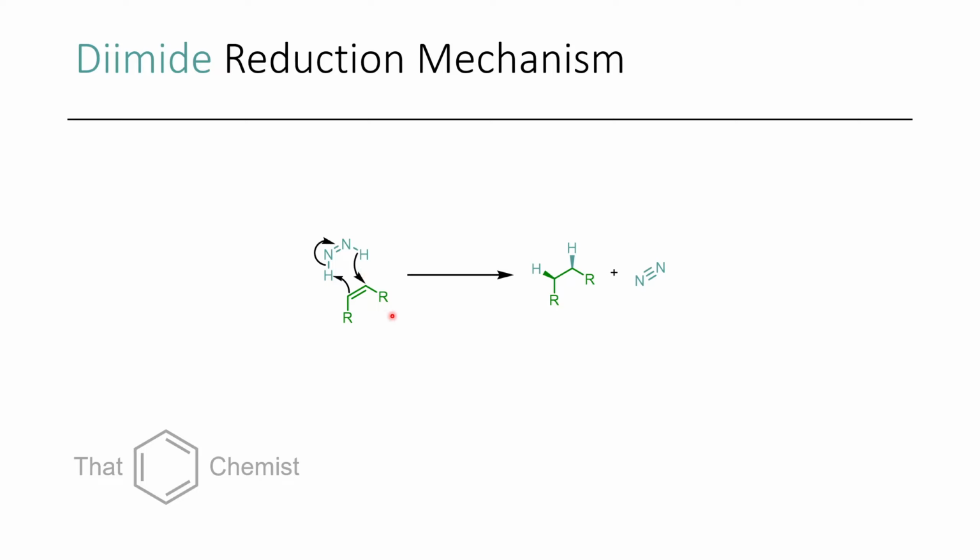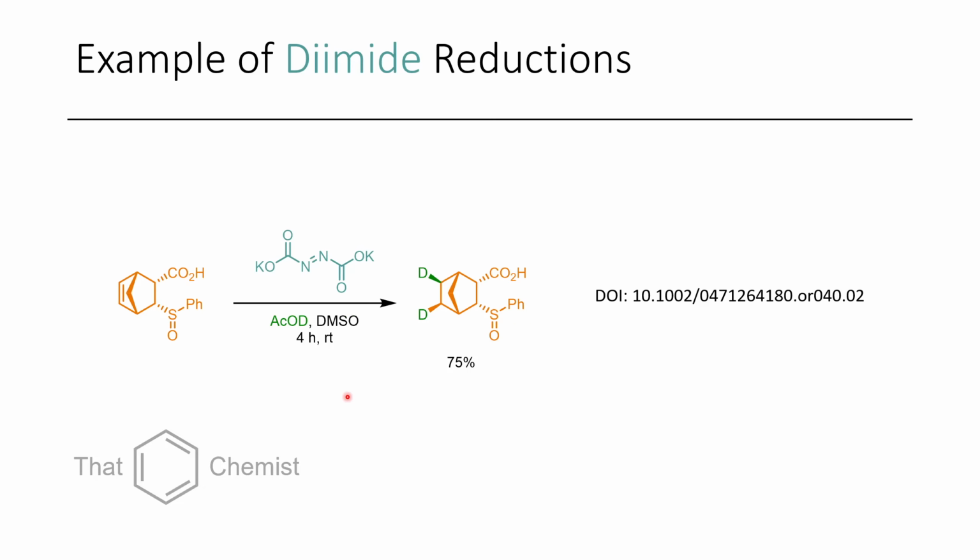Okay, so the mechanism of this reaction is relatively straightforward. Alkene attacks a proton, the NH becomes the N2, then the other proton with its electron density acts as a hydride and attacks the other carbon, and you still get syn addition to the alkene or alkyne. Now, one example from the literature is the use of the potassium azodicarboxylate salt, and they use deuterated acetic acid, just the OH is an OD instead of having the whole thing deuterated.